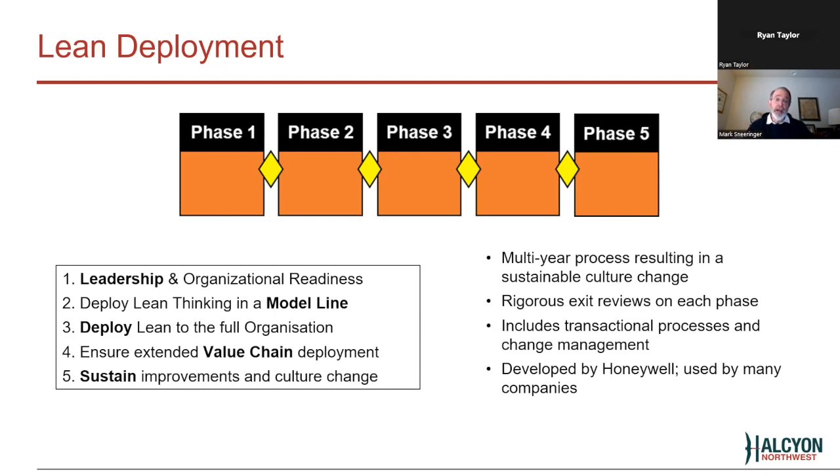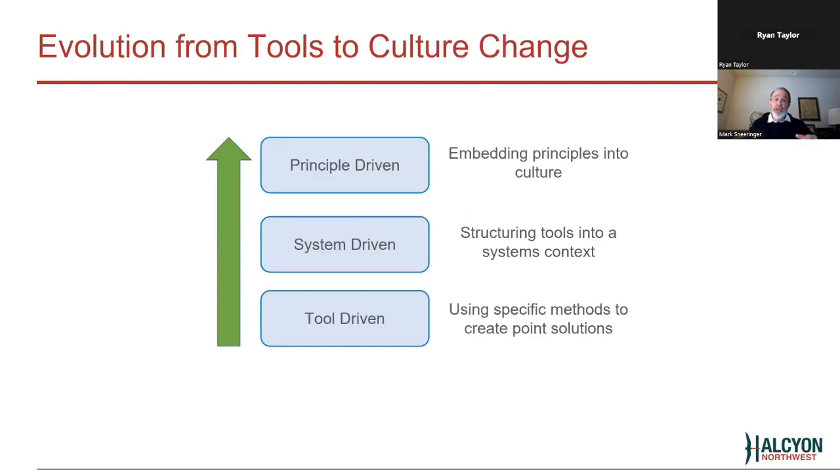Once you get that up and running, phase 4 is taking it out to your suppliers, to your distributors, so the rest of your extended value chain. And then finally, phase 5 is where you sustain things to make sure the improvements and the culture really change. First phase is maybe a month. The other phases get longer. The whole thing can take probably 3 to 5 years to get an operation that you're working in out to phase 5.